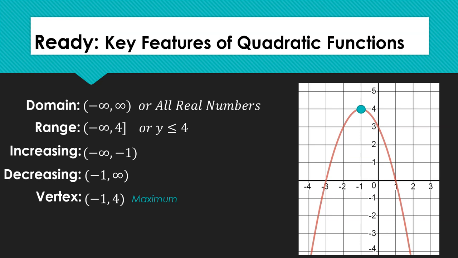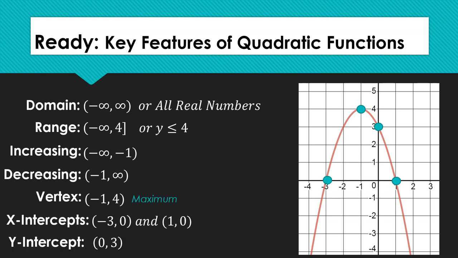The x-intercepts are the points where the function touches or crosses the x-axis. In this example, they are points negative 3, 0 and 1, 0. The y-intercept is the point where the function touches or crosses the y-axis. In this example, it is the point 0, 3.